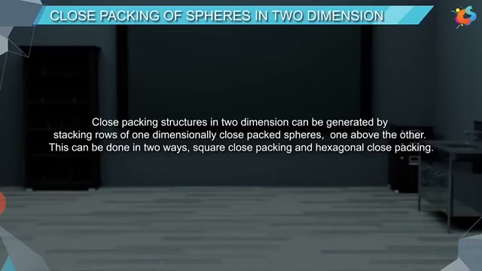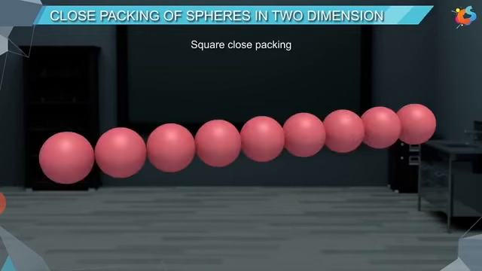The close packing structure in 2D can be generated by keeping one dimensional close packing spheres one over the other, and this can be done by two ways. First is known as square close packing and the other is known as hexagonal close packing. First of all, let us look at square close packing.